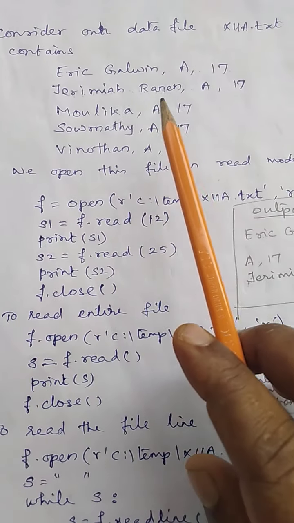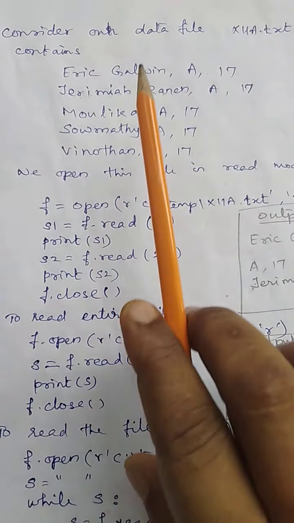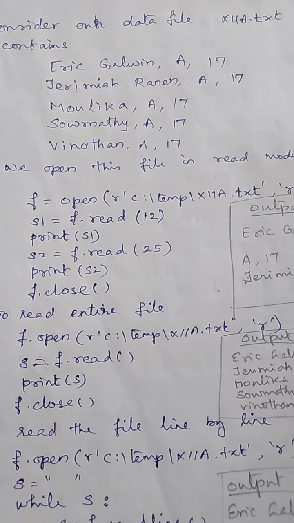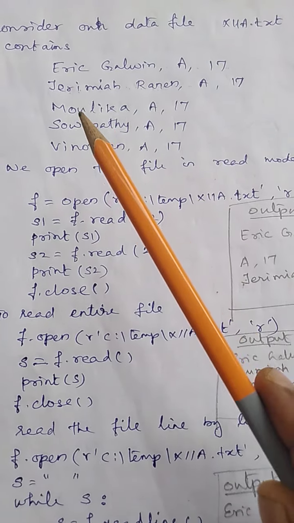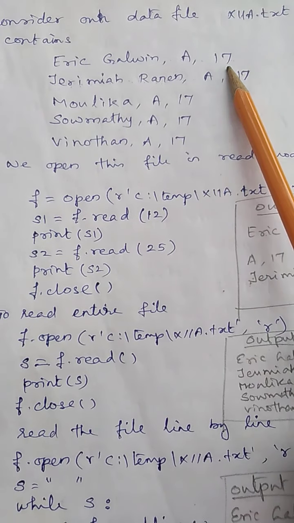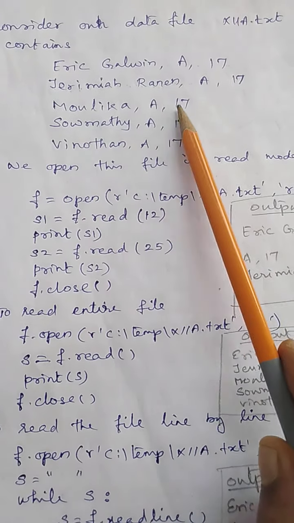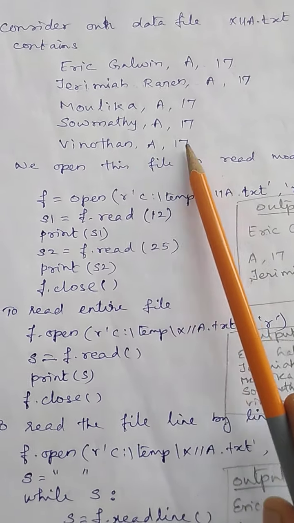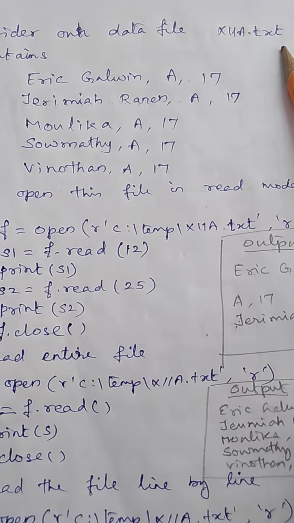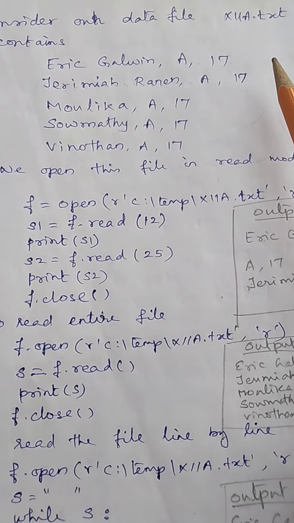See, already when we were discussing how to open a data file, we discussed this one file, 12a.txt in the C colon temporary folder. Consider the same data file 12a.txt, which contains the data: Eric Galvin, section A, comma, 17 age. Then the next line, Jeremiah Ranan A17. The next lines: Maulika A17, Saumati A17, Vinodhan A17. So these are the 5 lines of content stored in the data file called 12a.txt. Now this file is stored in memory in the C colon temporary folder.